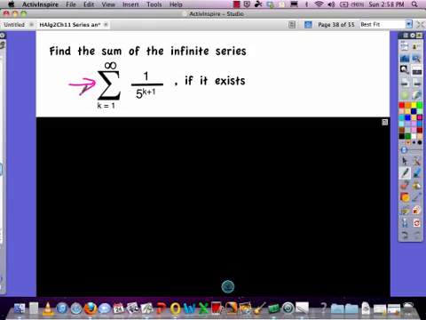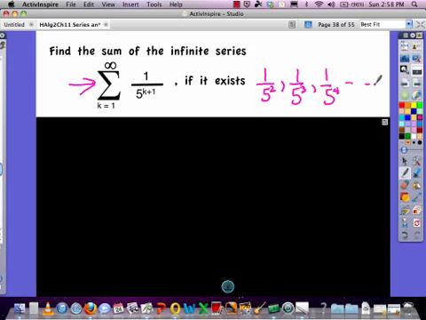So let's put a 1 in. If we put a 1 in, we get 1 over 1 plus 1 is 2, so 5 squared. You can multiply that out if you like. We'll go on. Put a 2 in. 1 over 5 cubed. Put a 3 in. 1 over 5 to the 4th, etc. So we can definitely see there's a pattern here.